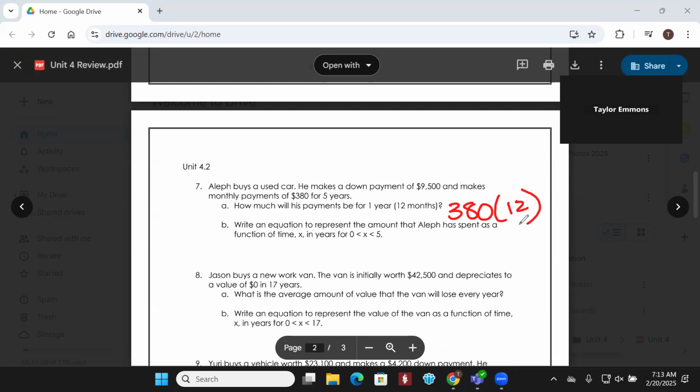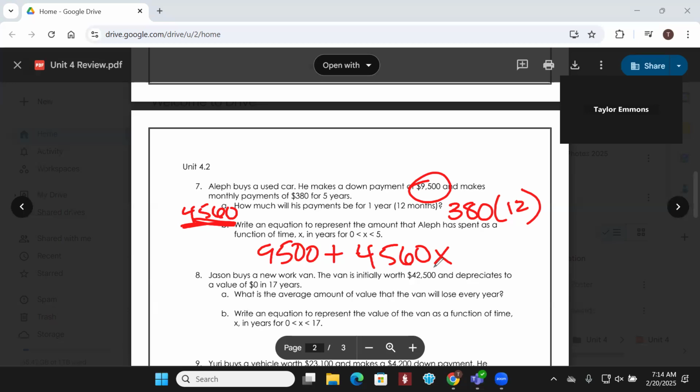So how many is that? 380 times 12. Okay, so 4,560. Cool. Now on part B, this is writing the equation. So how much did he spend? Well, what was his down payment? 9,500. And every year he was making this payment. So 4,560 times every year.